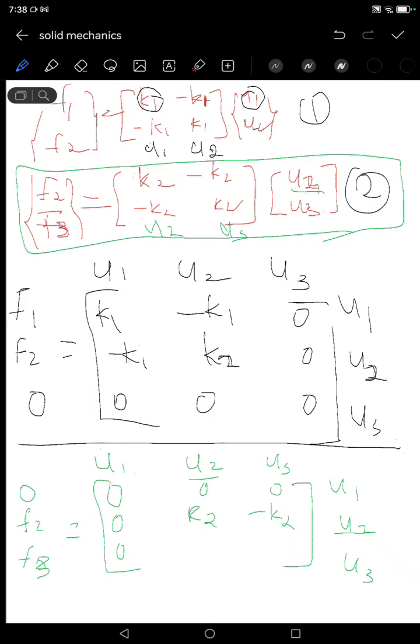Okay, and then now let's come to u3 and u2. So u3 and u2 is negative k2. And then u3 and u3 is k2.